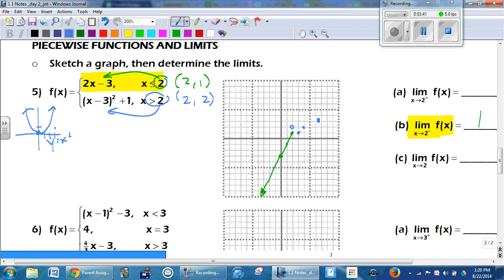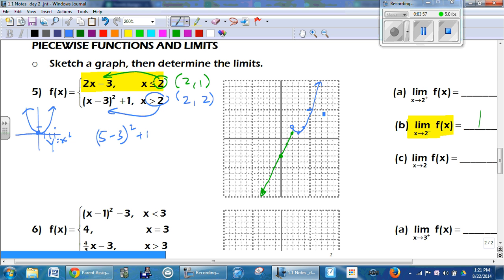And we can find other points. We can just plug in 5 in here: 5 minus 3 squared plus 1. We end up getting 5. So that's enough. We can go ahead and draw our parabola portion of the graph.